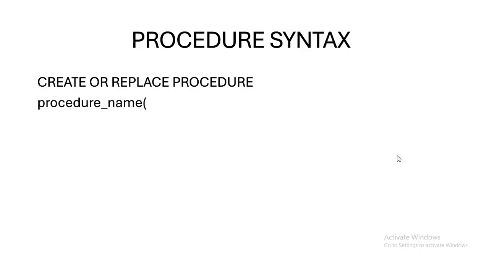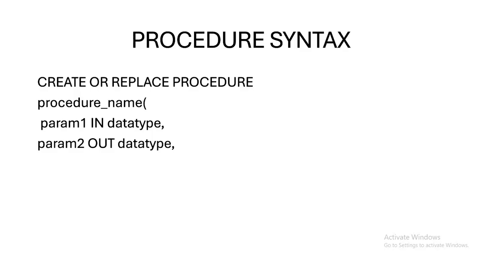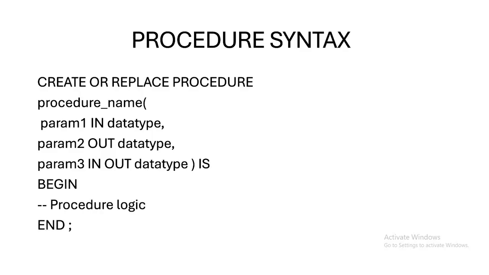Now let's see the syntax of defining a procedure. First of all, we have to mention the create or replace procedure keyword. Then we provide the procedure name. Then within the brackets, we mention the different parameters. The parameters can be IN parameters, OUT parameters, or IN OUT parameters. These parameters are optional. Then within begin and end, we write the procedure logic.